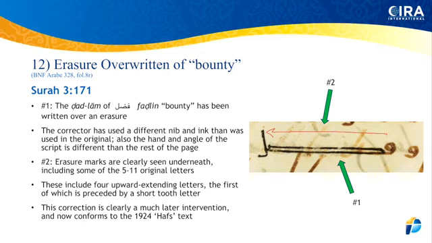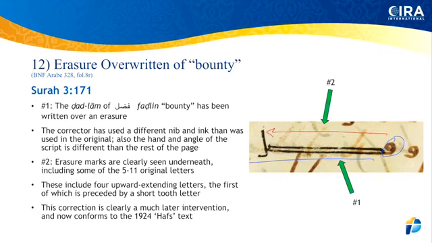So you have the dad lam of the fadlin, which is the word bounty, written over an eraser. And they didn't really do much of an erasing, because we can see this is older than the rest of it. It's a completely different ink. It's a different color. It's a different nib width, a much thinner nib width. And as you've been pointing out, they really have elongated. It's almost extreme. At least there were 2 to 3 words in here that were erased.